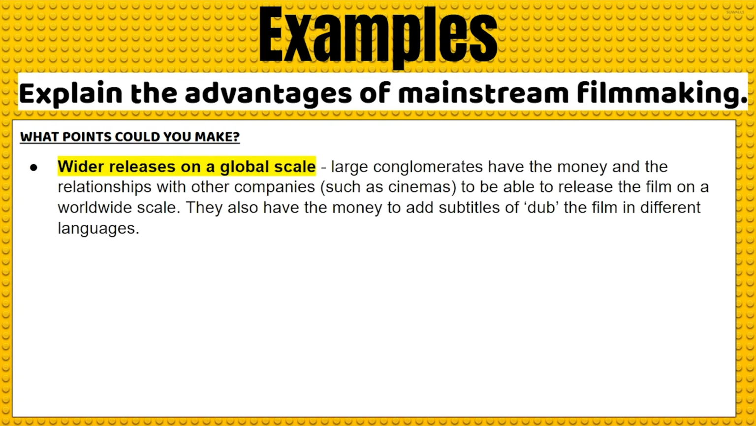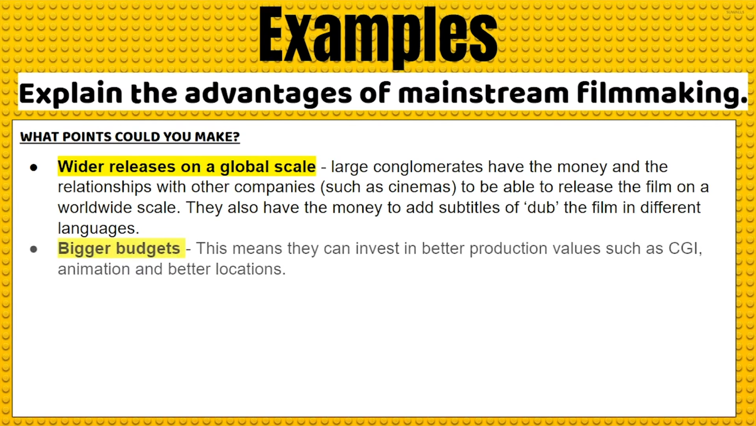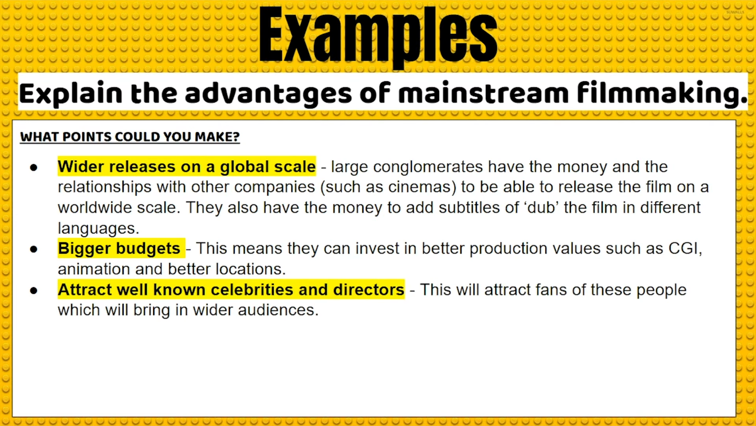So the first one is that there are wider releases on a global scale, so large conglomerates have the money and the relationships with other companies such as cinemas to be able to release the film on a worldwide scale. Another point would be that they have bigger budgets, so this means they can invest in better production values such as CGI, animation, better locations, and also to invest in the cast. Which leads us on to another point you could make about attracting well-known celebrities and directors, which will attract fans of these people, which will bring in, of course, wider audiences.